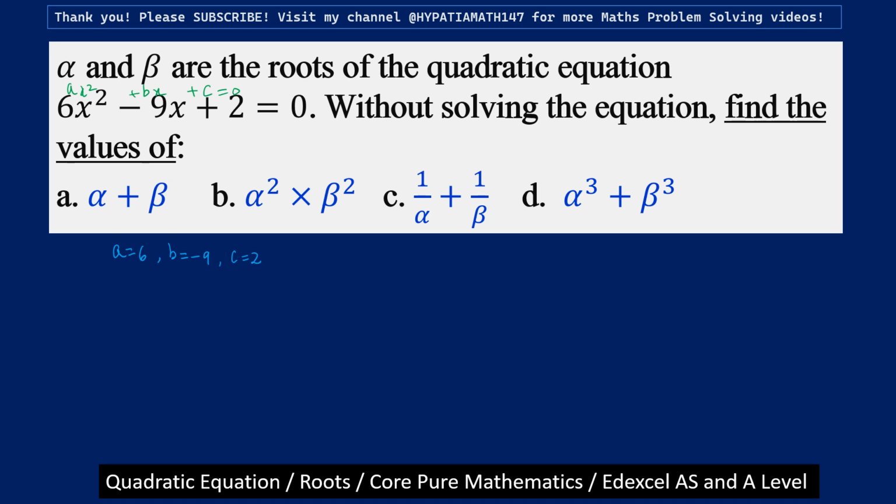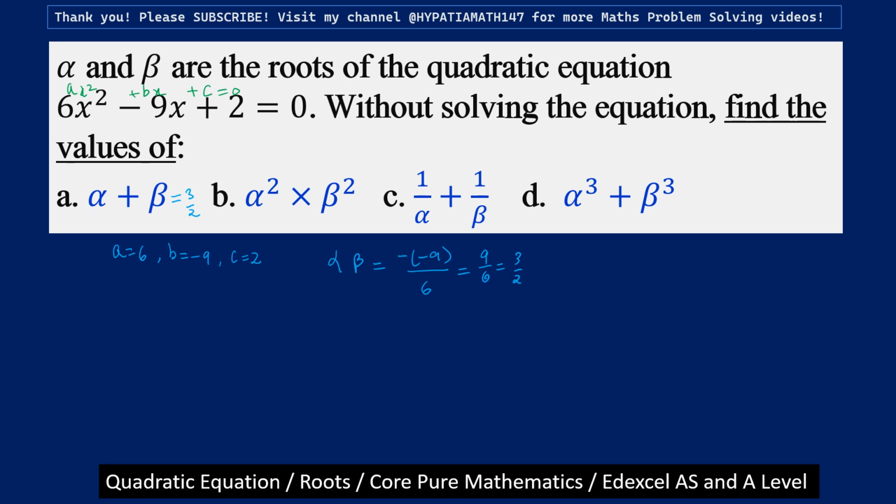the sum of the roots, which is what the first one is, so alpha plus beta. So alpha plus beta is the sum of the roots, and that is equal to minus b out of a. So minus b out of a is minus of minus 9 out of 6. So that is 9 out of 6, and that is 3 out of 2. So I can write that equal to 3 out of 2.